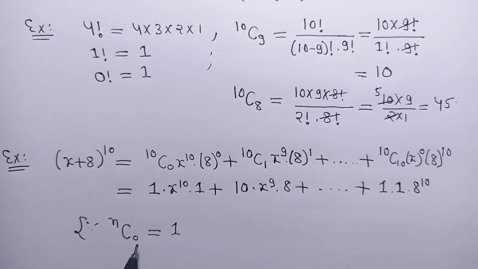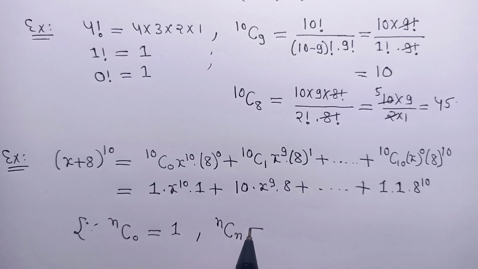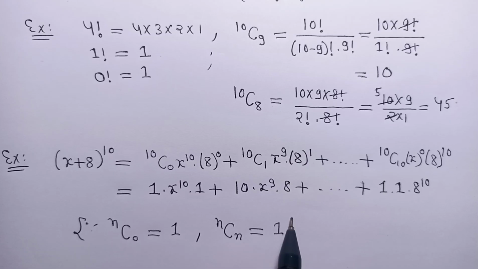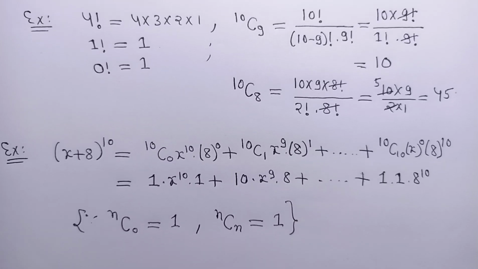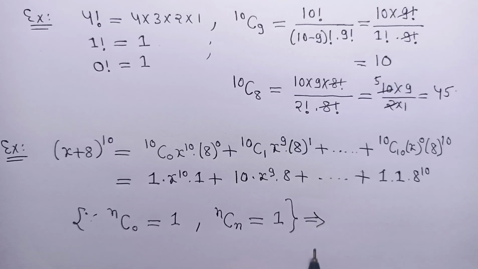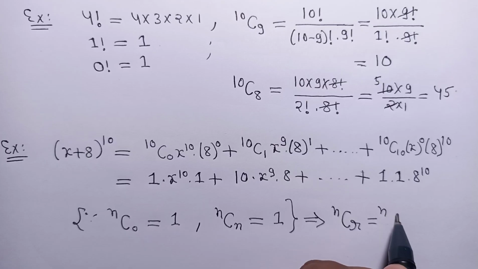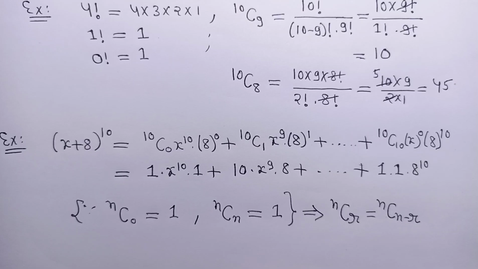When you apply the definition of nCr, you will get 1 only. Similarly, nCn, whatever the value of n, you will get only 1. So with these two relations, what we are trying to accomplish is that nCr is eventually equal to nC(n minus r). See here, the r value is 0 and n is any positive integer. So nC0 will be nC(n minus 0), which is nCn.